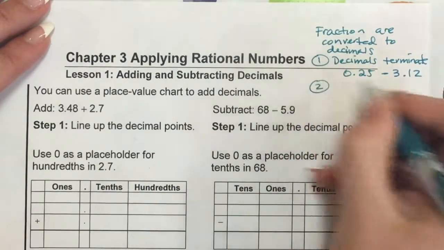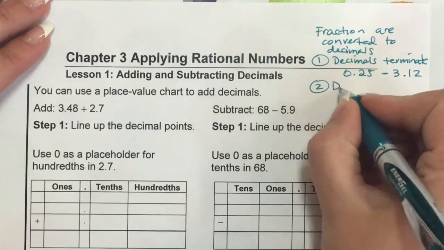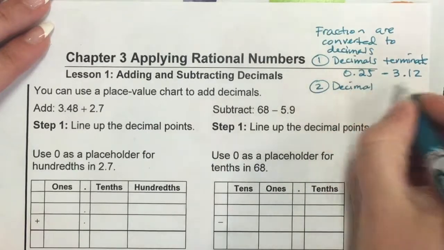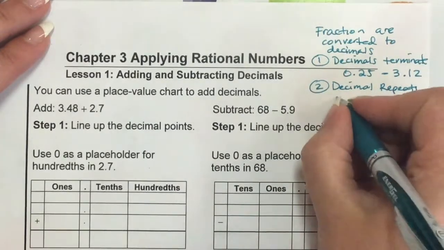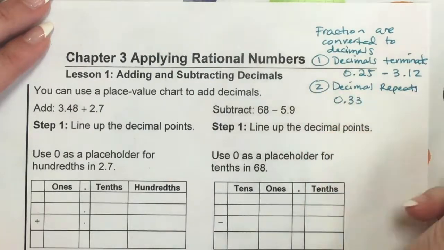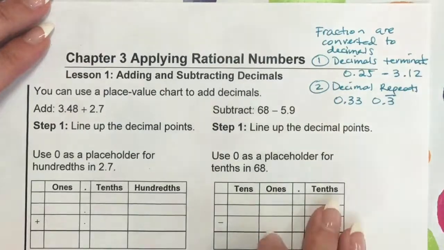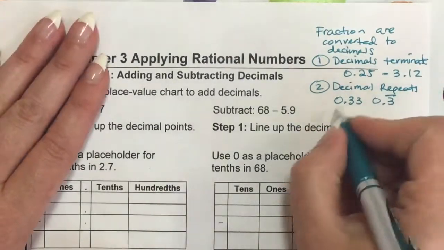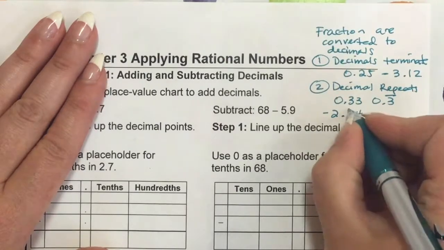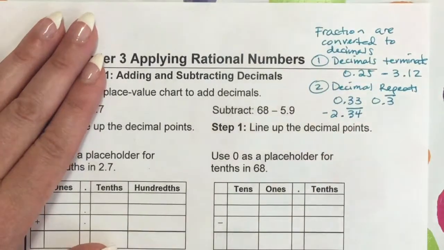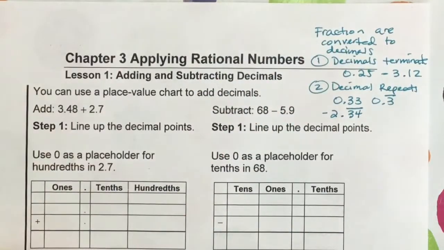Or the second characteristic that they have is if it's a fraction that's converted to a decimal, the decimal repeats. And so that would be like 0.333, but you just write it as 0.3 and you put that little line on top, which is called a vinculum. Or it could be something like negative 2.34, and both the 3 and the 4 repeat. So these are the two characteristics of rational numbers.